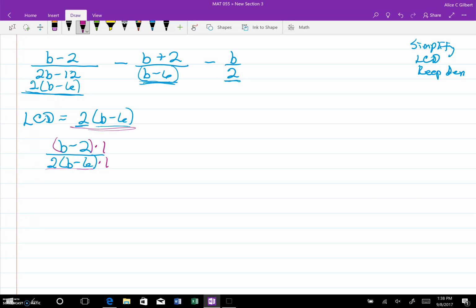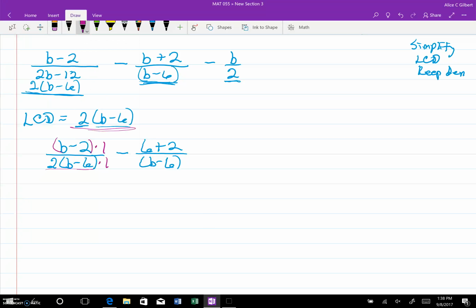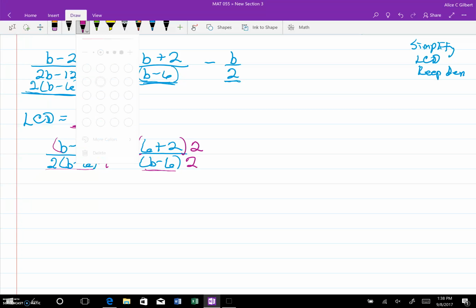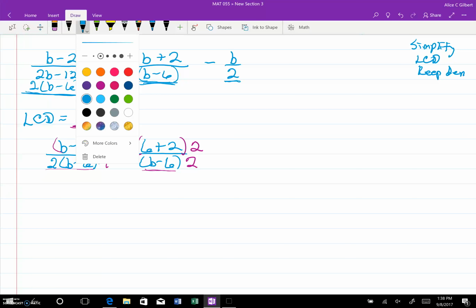Then I'm going to write my second term exactly like it is, and with the denominator like that. And then I'm going to look at it and say, what do I need to multiply with this denominator to get all of this LCD? Well, I need to multiply 2. If I do that with the denominator, I need to do it in the numerator as well. And then I go ahead and write my next term, okay?